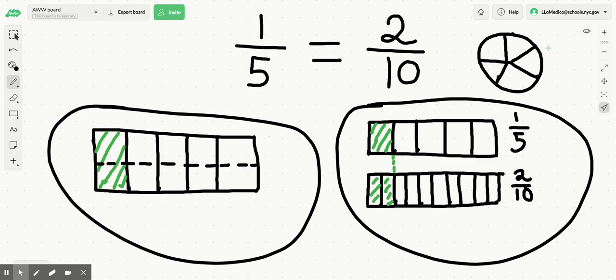Sometimes you might see questions using circular fraction models, okay? So this is how we can draw models to generate or make equivalent fractions.